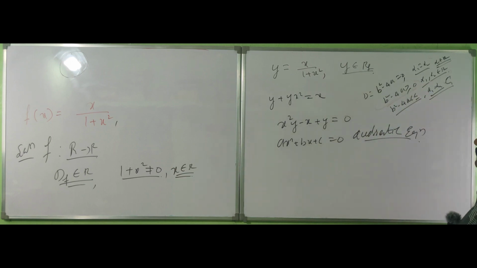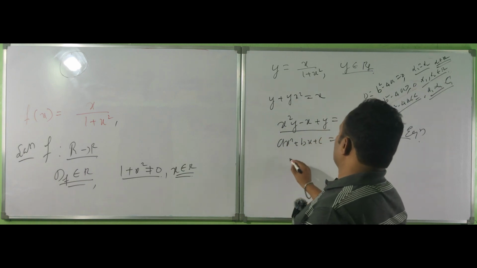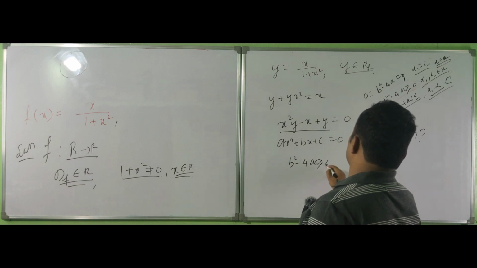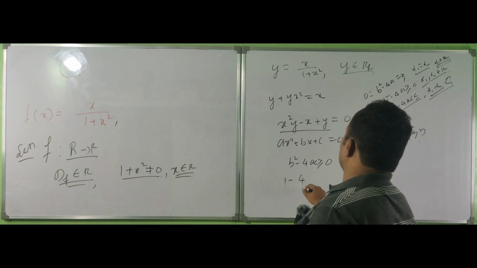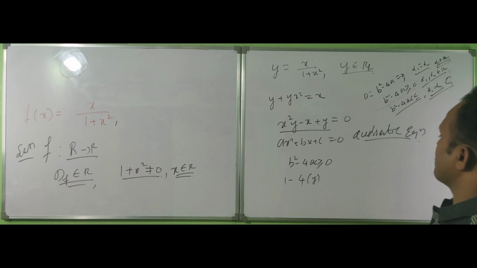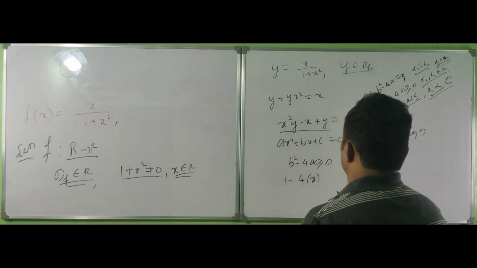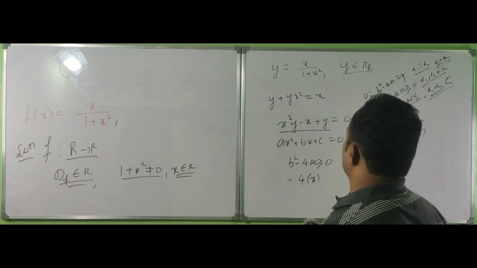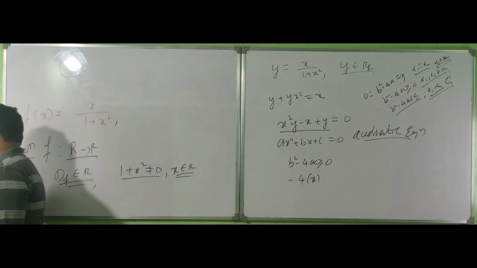So b square minus 4ac is greater than or equal to 0. What is b square? Minus 1 whole square means 1. Minus 4 into what is a? This is y, and c is y. Is it x square? What is x? 1 minus y square, no?